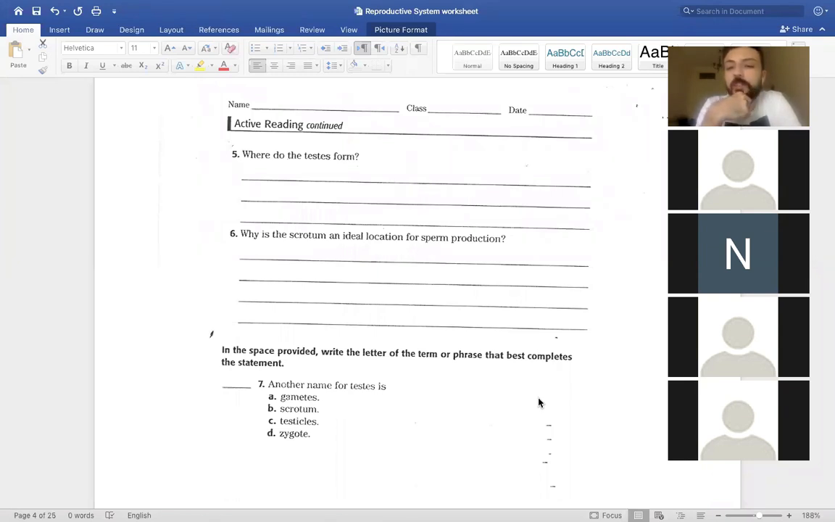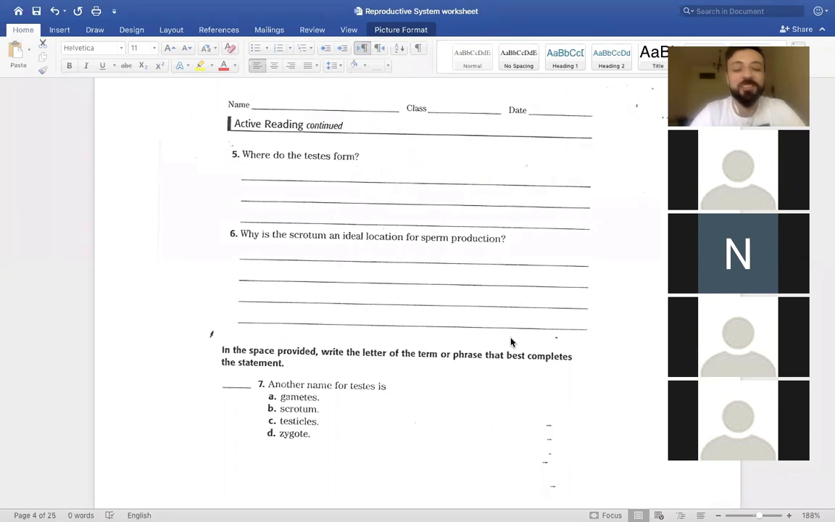Why is the scrotum an ideal location? We answered that last time. Why is it ideal? For sperm production, because it needs a lower temperature. It's ideal for sperm development. Sir, it has a temperature of 3 degrees Celsius less. Yes. Right.